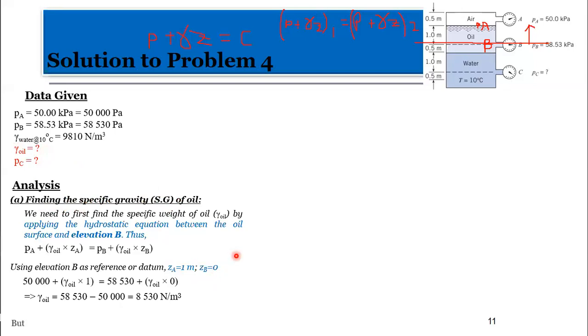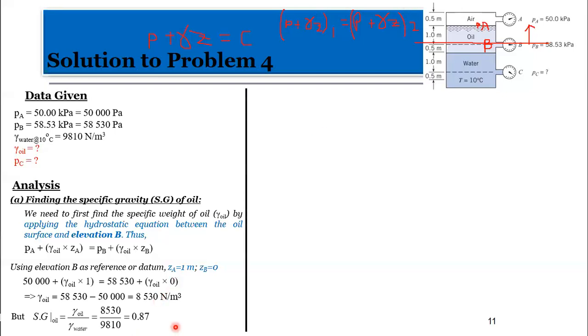All right. So, SG of oil is actually gamma of oil over gamma of water. So I need to just put in this value divided by the gamma of water, and this is 0.87. Now we have the value of the SG. So we need to find PC, okay?